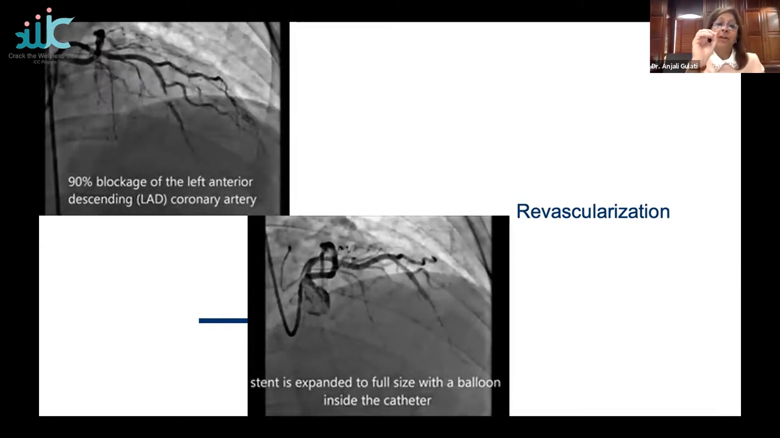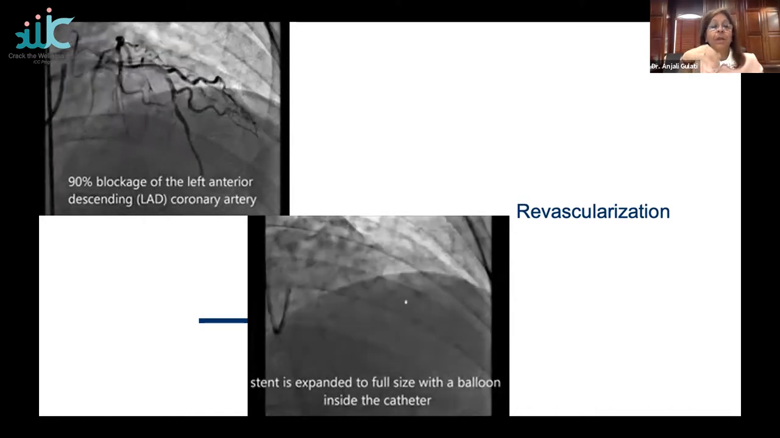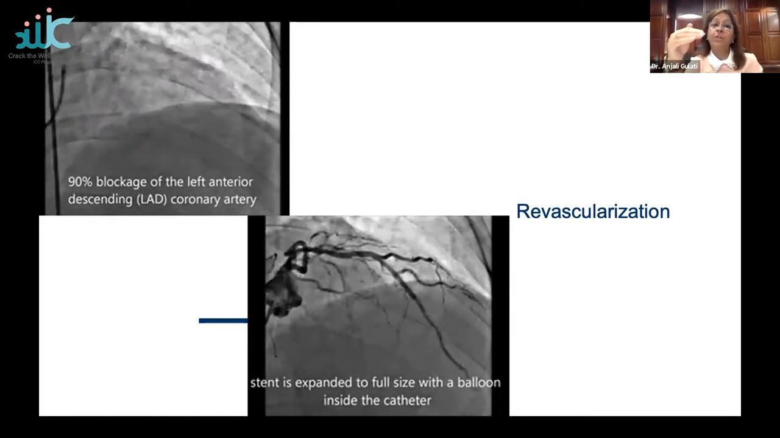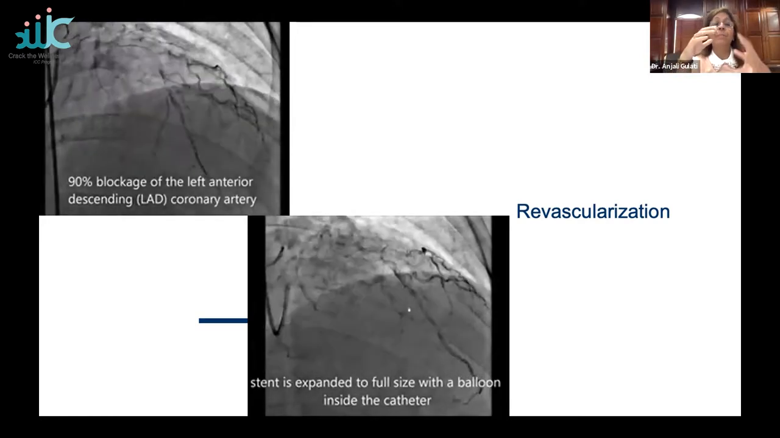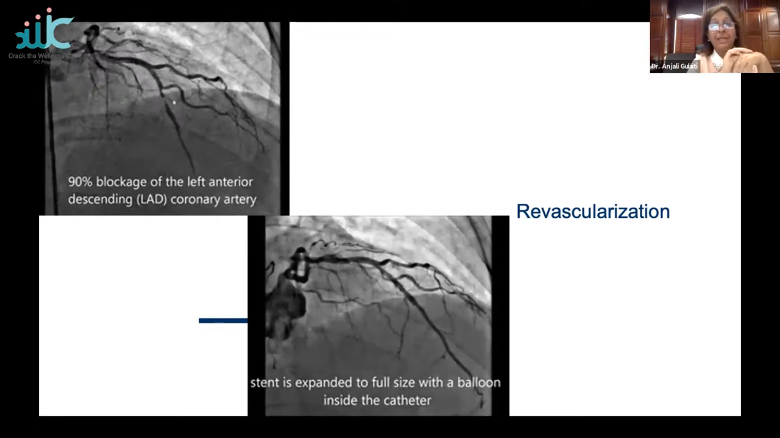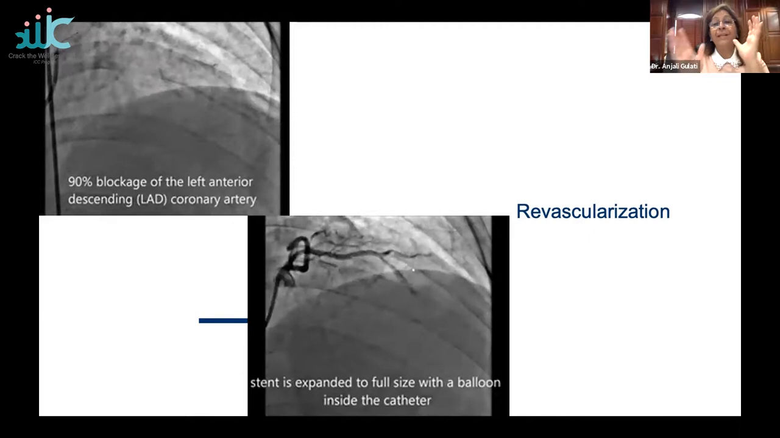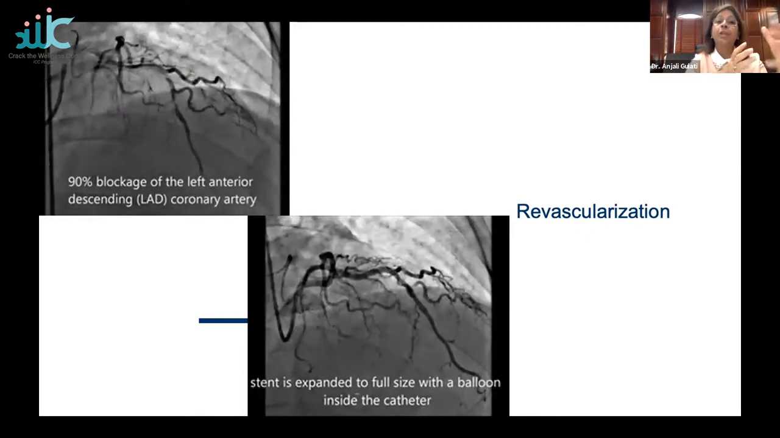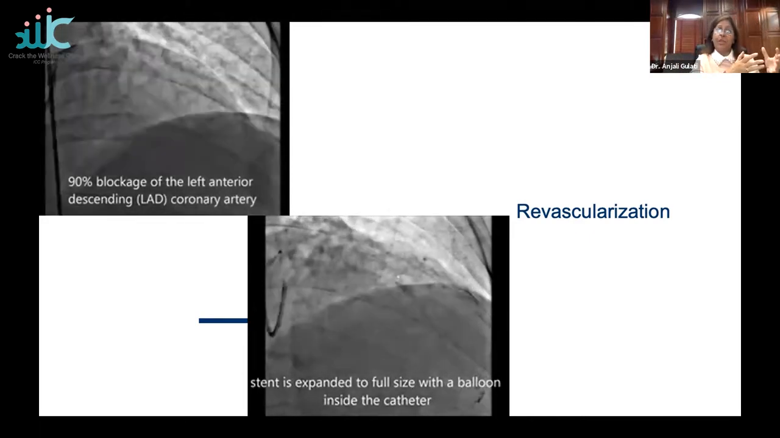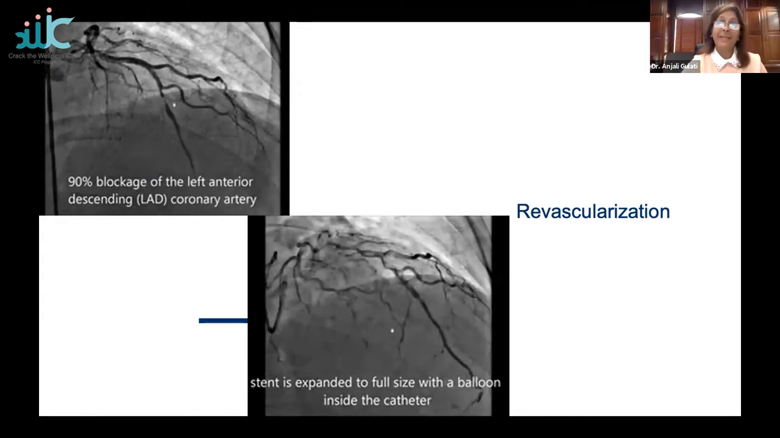Bypass is very good for multiple vessels and multiple vessels in diabetics. Longevity of life and readmissions are much less with bypass. So the choice of the procedure depends on the patient selection, patient's criteria. Let's say the patient gets better, then you treat them with medication and lifestyle changes. Very, very important. Therapeutic lifestyle changes.